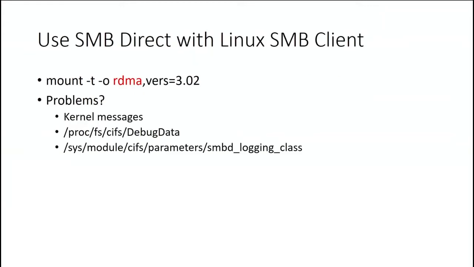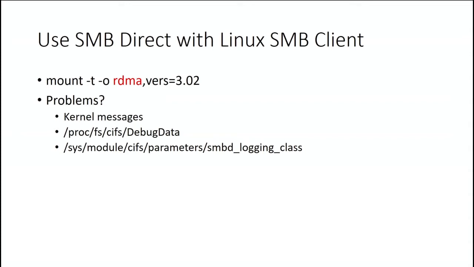Okay, so here's the progress of doing this SMB Direct work. The patches have been submitted to the kernel's mailing list upstream. To try the patch, you just do a normal mount to an SMB server. Just specify RDMA in the mounting options and specify an SMB version that supports RDMA.